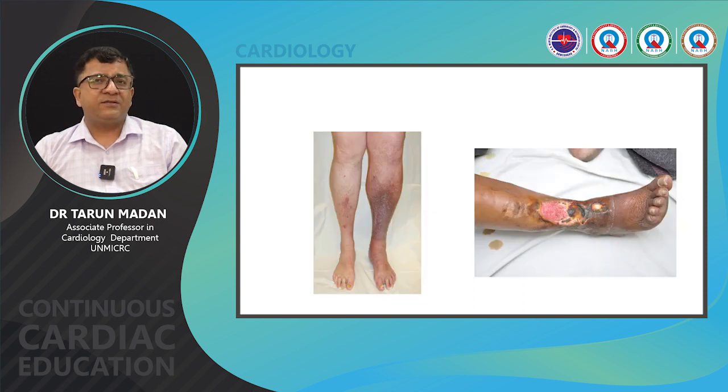Now this lady has a chronic DVT, chronic venous congestion, which leads to eczematous changes in the skin of the anterior part of the leg, and if not treated well in time, this can give rise to a non-healing ulcer, as is seen in the second picture. On the right side, there is a non-healing ulcer which is big enough to cause debility and chronicity for the patient. It increases the morbidity of the patient.